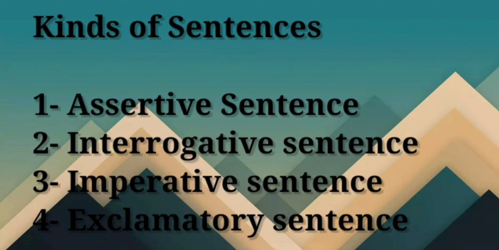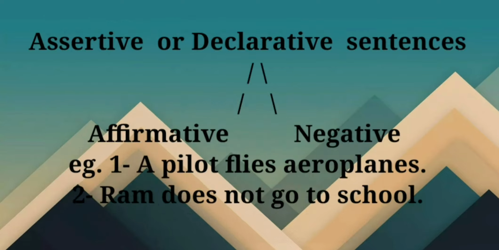Next is kinds of sentences. There are 4 kinds of sentences. First, assertive or declarative sentence. Second, interrogative sentence. Third, imperative sentence. And fourth is exclamatory sentence.